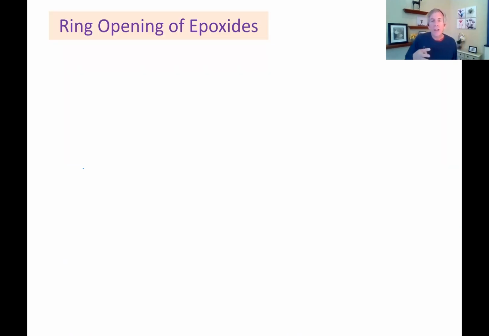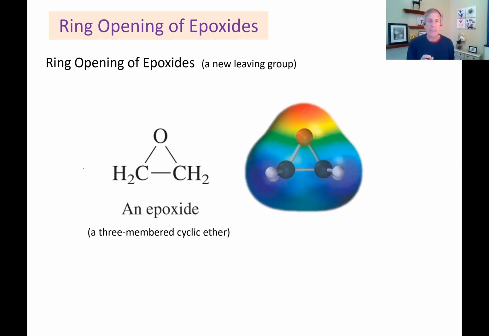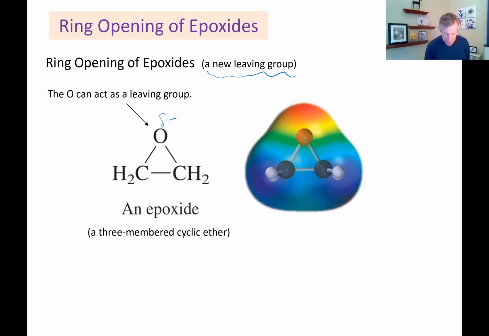What we want to do is try to open these epoxides up with a nucleophile / base. Let's just make sure we're clear about this. The ring opening of epoxides is a little unique in that we're dealing with a leaving group that you have never seen before. It's a new leaving group. But it shouldn't surprise you, okay? Because this oxygen is partially negative, so it is sucking electron density away from the two carbons of the epoxide and making these carbons partially positive.